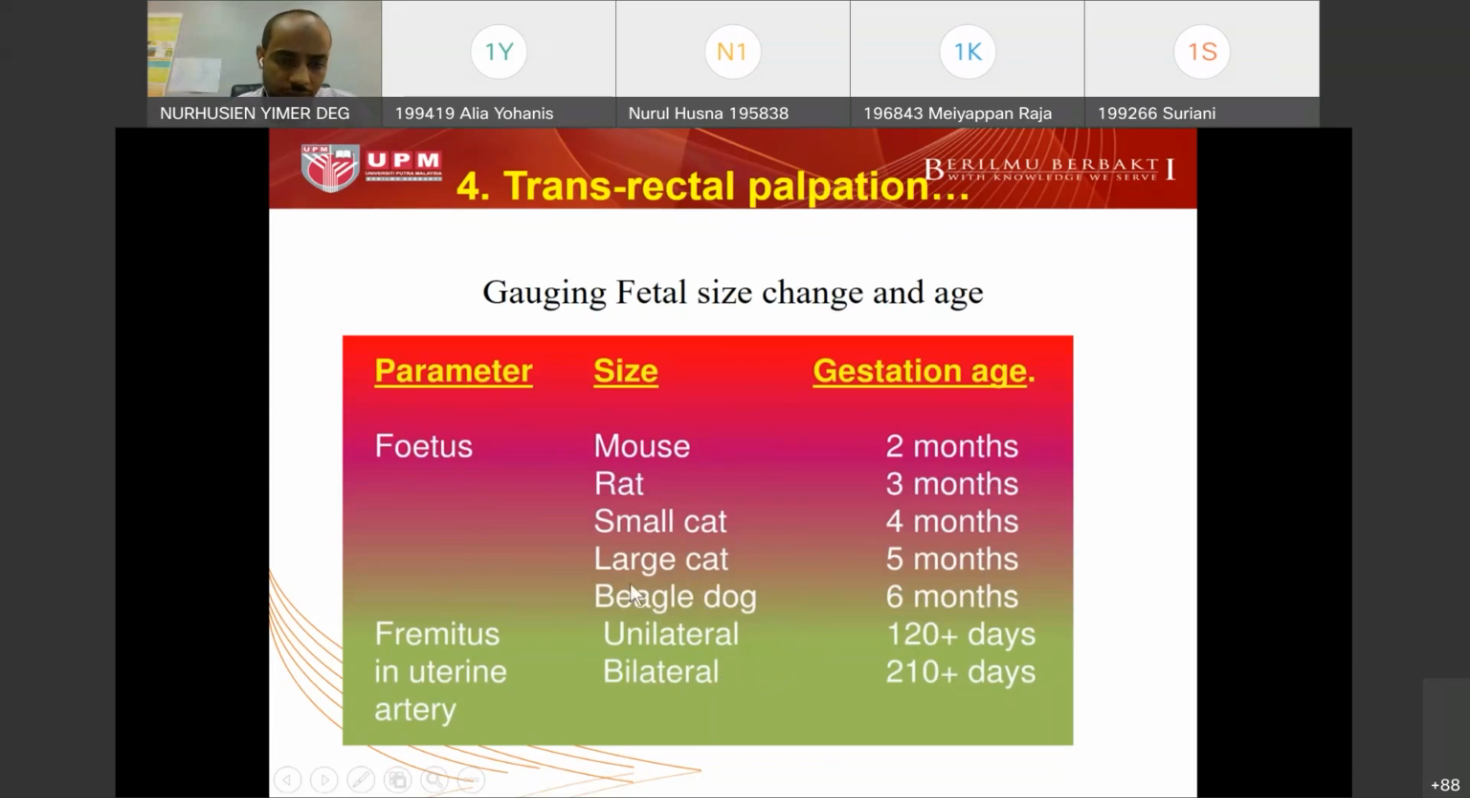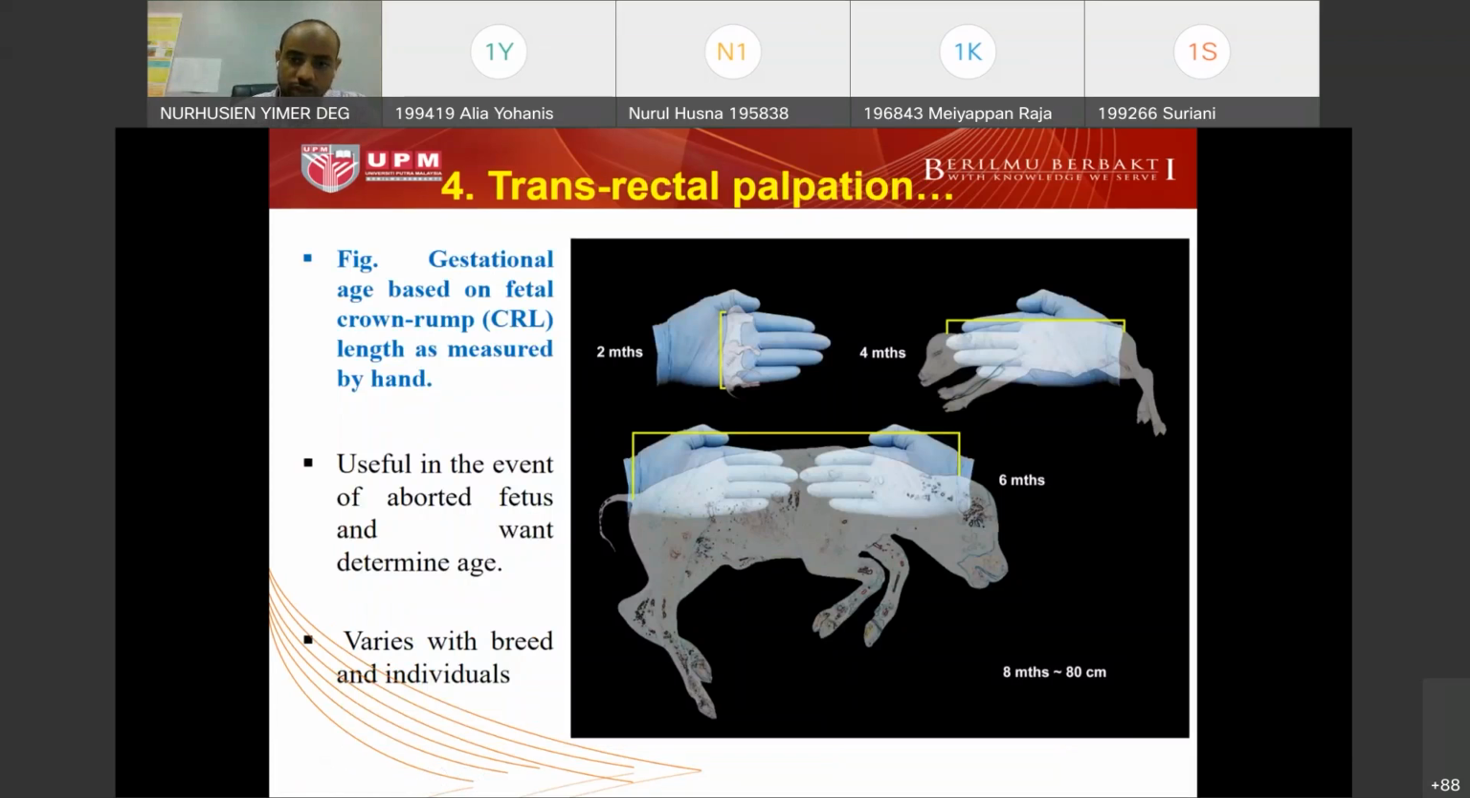And then later on, you will have some additional pregnancy features that you can appreciate, which include the fremitus of the middle uterine artery. And this is another, layman kind of way of estimating the stage of pregnancy. It doesn't require any skill. What you need to do is align your hand against the fetus, and estimate based on that size.